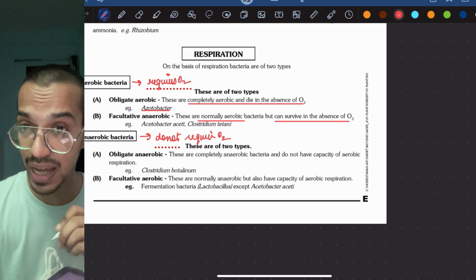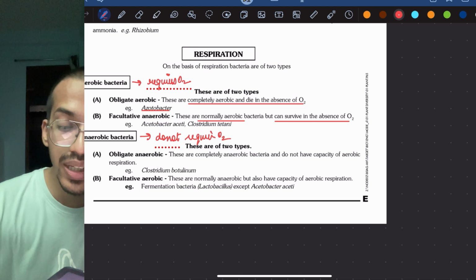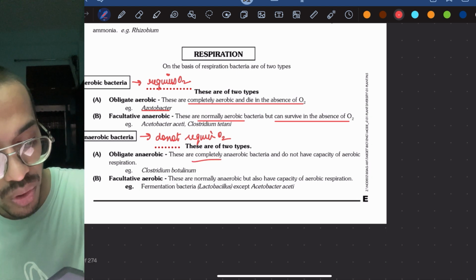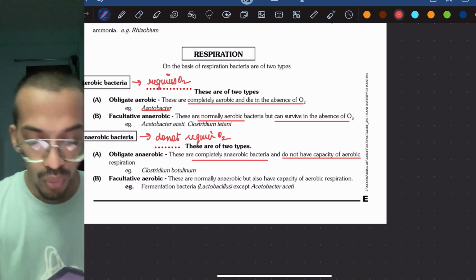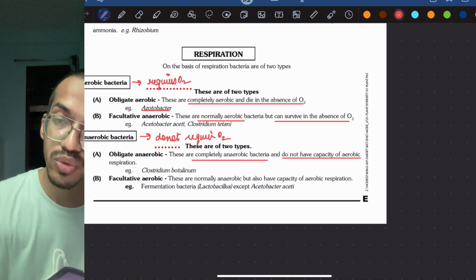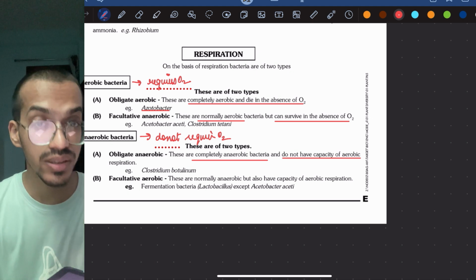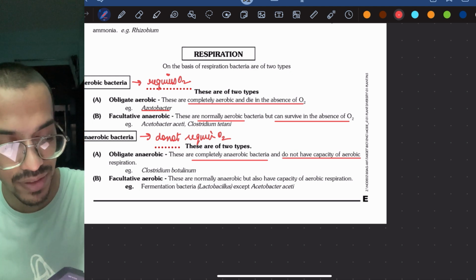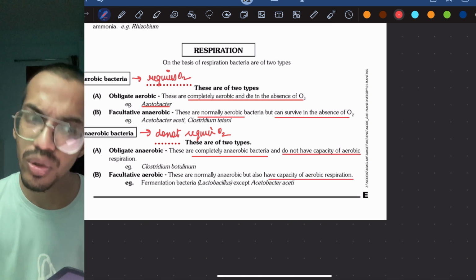Then obligate anaerobes. Obligate anaerobe means strictly anaerobic, meaning if oxygen is there, they will die. Complete anaerobic bacteria that do not have the capacity for aerobic respiration, like Clostridium botulinum. Whereas facultative anaerobes are anaerobic bacteria, but if oxygen is present, then they can do aerobic respiration. That means they have the capacity for aerobic respiration, like fermenting bacteria such as Lactobacillus.